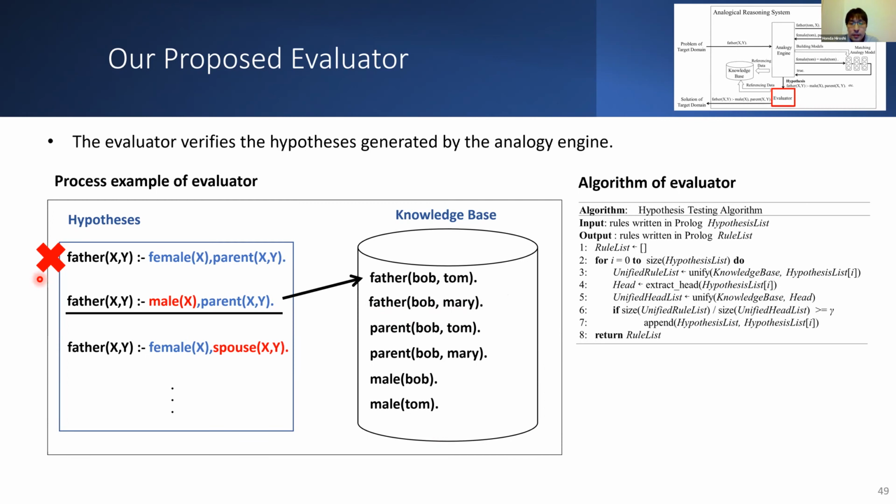The evaluator picks up the other hypothesis. Here, the evaluator refers to the fact "Bob is Tom's father." Then X is substituted with Bob and Y is substituted with Tom. It is also possible to apply this fact to the hypothesis because there is a fact "Bob is a male" and "Bob is Tom's parent" in the knowledge base. In this way, the evaluator verifies hypotheses.